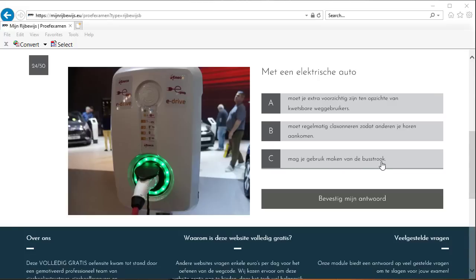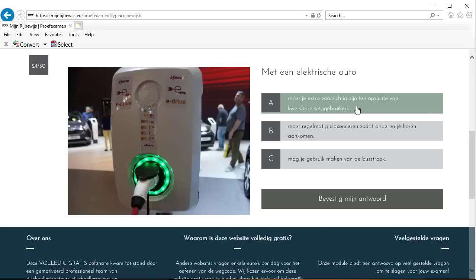So the right answer is you must be extra careful for the vulnerable road users. Why? Because an electric car doesn't make a sound like a diesel or a petrol car. It drives very silently. So children or elderly people who have hearing problems will really not hear the car coming, so you should be extra careful. You don't have to honk every time, you don't do that on the roads. And using the bus lane is not something you can do with an electric car.